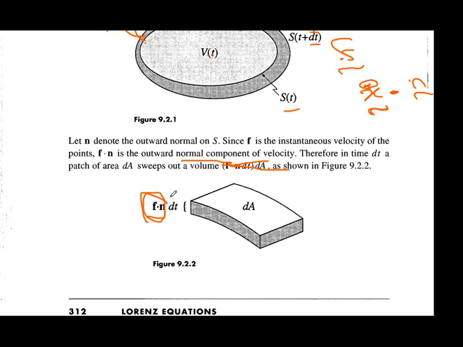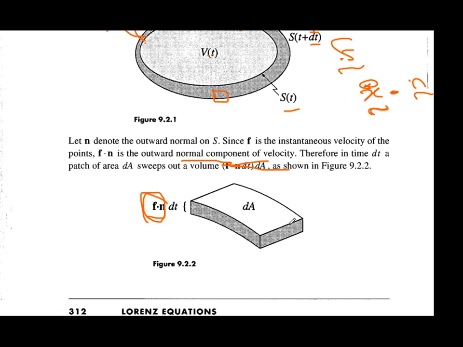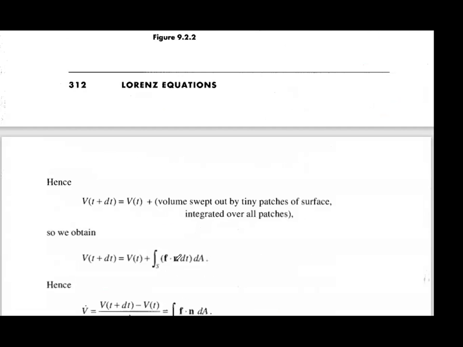When you multiply this by the time, you get this distance. So this is the velocity component multiplied by the infinitesimal time period dt. This product gives you the distance, this height. Then the volume of this infinitesimal patch: this is a tiny patch on the surface, with area dA. So your volume is the product of these.